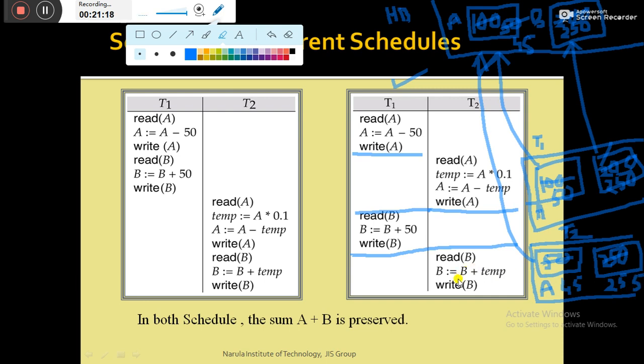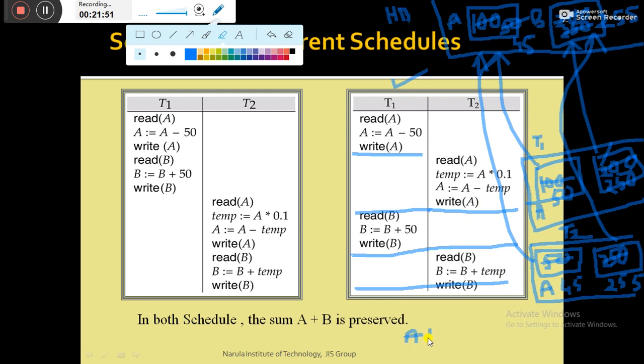Then write B means the value of B is again written back over here. So it becomes 255. So at that point of time, the CPU has successfully executed T1 and T2 concurrently, meaning parallelly, and once both the transactions have completed execution, let's check what is the value of A plus B.